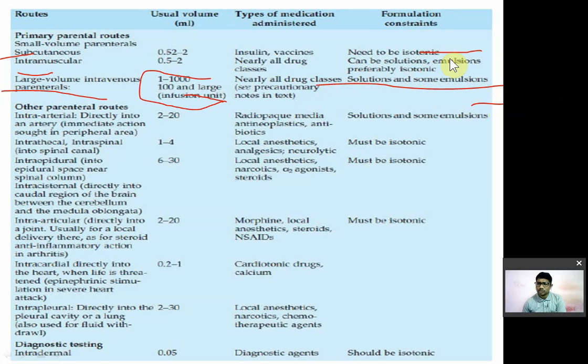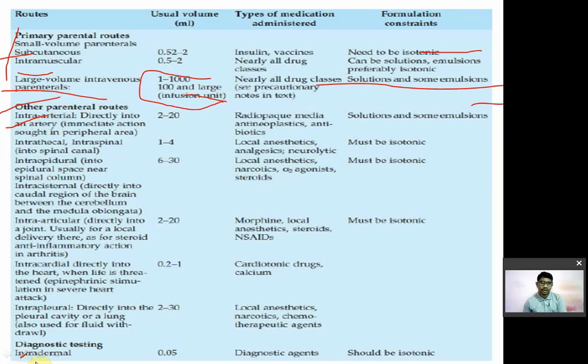Solutions and emulsions. The emulsion should have a globule size within a range that can be administered by intravenous route. यहाँ पे अगर सस्पेंशन देंगे तो वहाँ पे जो स्मॉल कैपिलरीज होते हैं वो ऑक्लूड होने का चांसेस है, that will be occluded. So this was the primary parenteral routes. Now other parenteral routes, for example, the first one is the intra-arterial route.